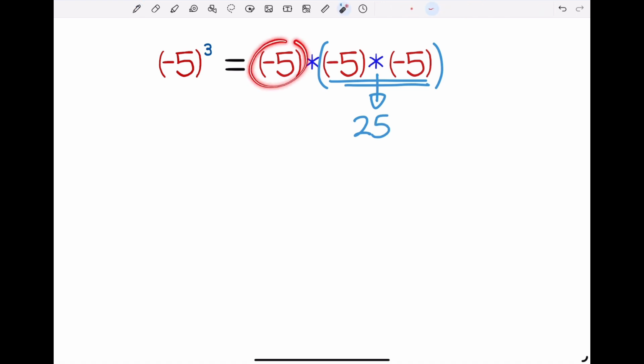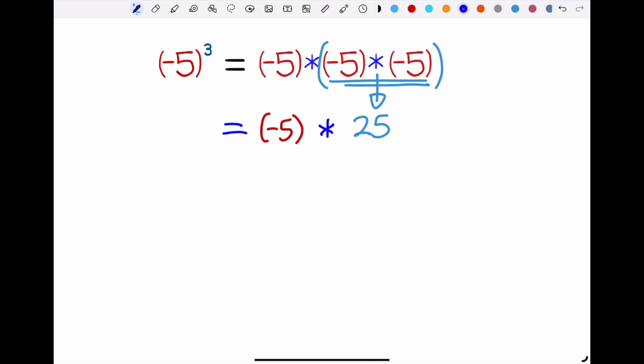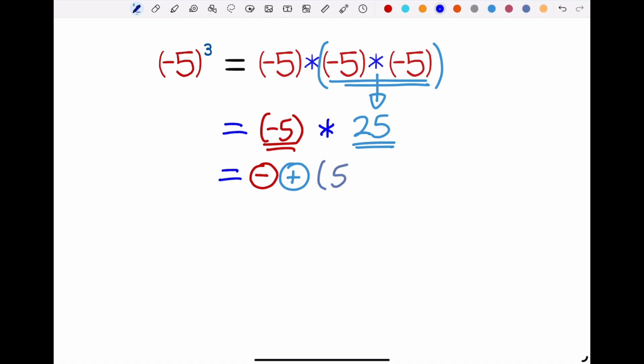And we still have this negative 5 here, so we could bring it down. And now we have negative 5 times 25. So we're going to take a negative sign out for negative 5, and we're going to take out a positive sign for positive 25. And then we're going to multiply 5 times 25 separately. Alright, since we have a negative times a positive, they're different signs, so that tells us that our answer is going to be negative. And now we just have to multiply 5 times 25.